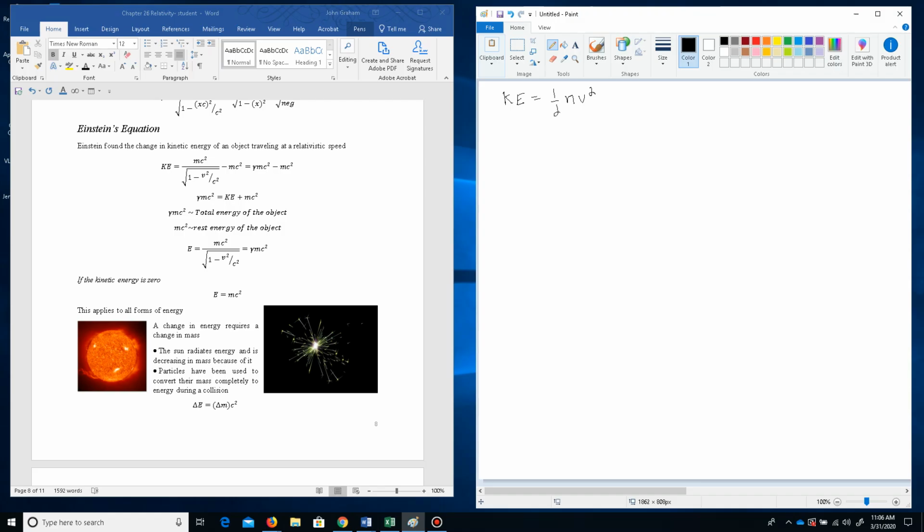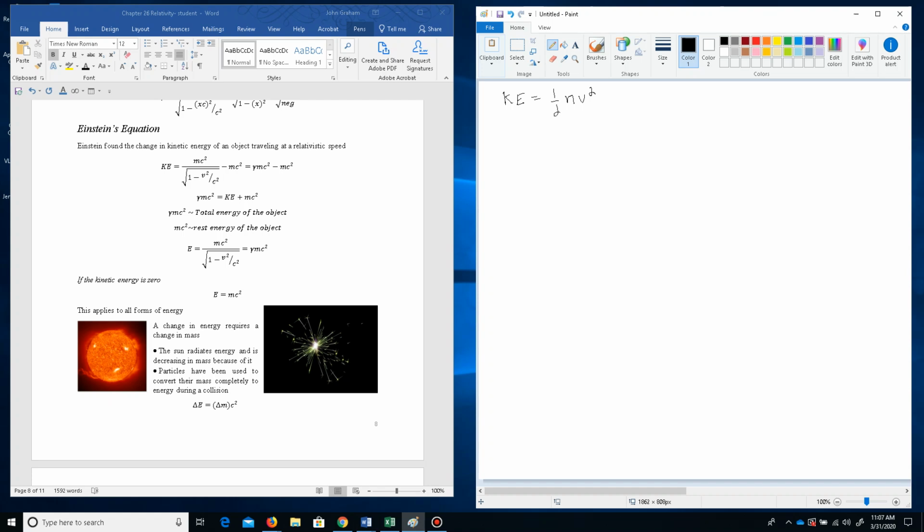And we can look at it as, if we solve for this, gamma mc squared is equal to the kinetic energy plus mc squared here. This gamma mc squared is the total energy of the object. Mc squared is the rest energy of this object. So this is the rest energy, this is the kinetic energy, which is the energy of it moving, and then this is its total energy.